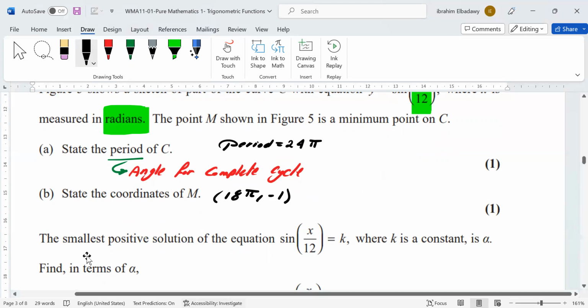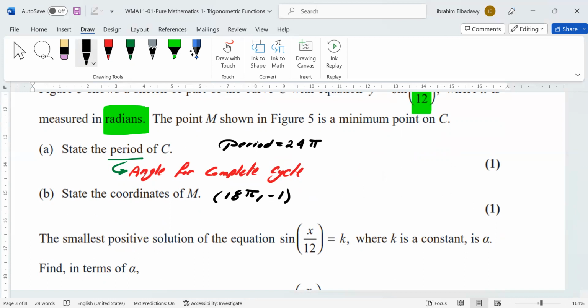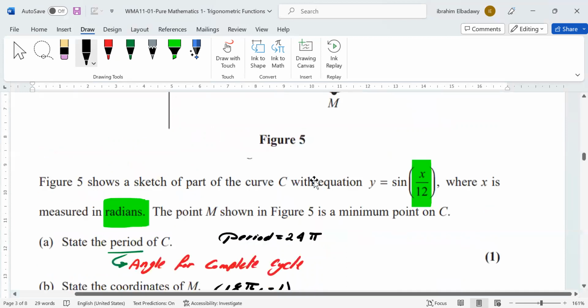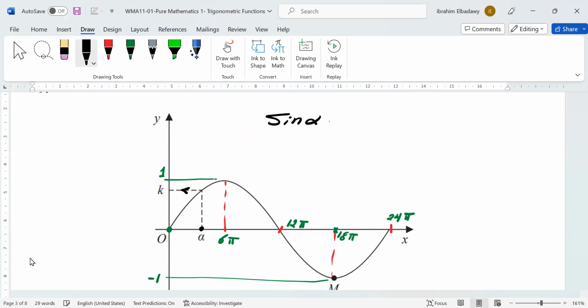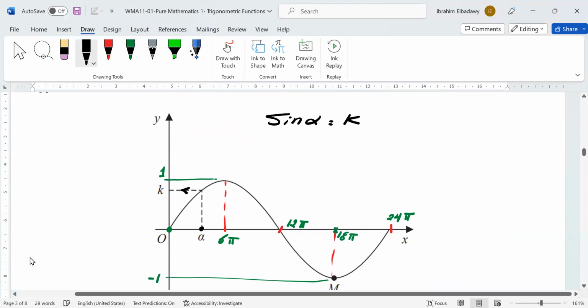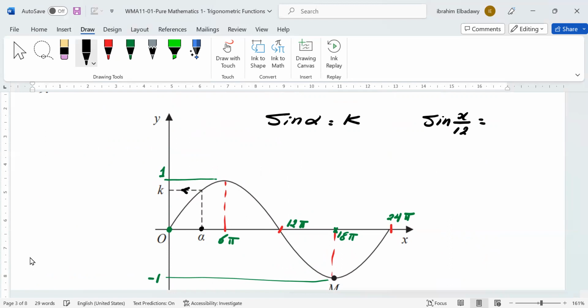He mentioned that the smallest positive solution of the equation sine x over 12 equal k, where k is constant, is alpha. Okay, so the answer here is alpha. What is the meaning of alpha? If you go to the diagram here, you can find at x equal alpha, whatever x-axis alpha, you can find sine equal to k. So sine alpha equal to k. Instead of alpha, he gives you sine x over 12 equal to k.